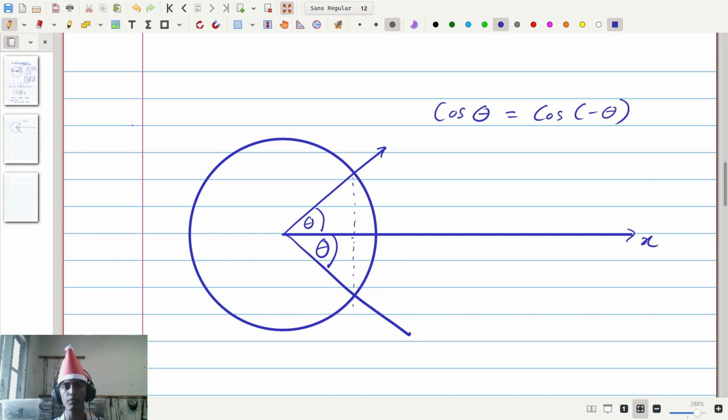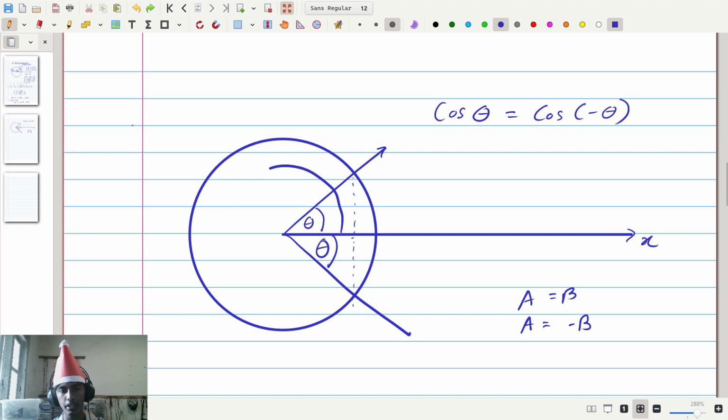So if cosine of A is equal to cosine of B, one possible solution is that A is equal to B. Another possible solution that we've just found is that A is equal to negative B. So I'll write those down: A is equal to B is one solution, and A is equal to negative B is another solution. If we go around the rest of the circle, there are no other angles such that the cosine of that angle is equal to the original cosine of theta.